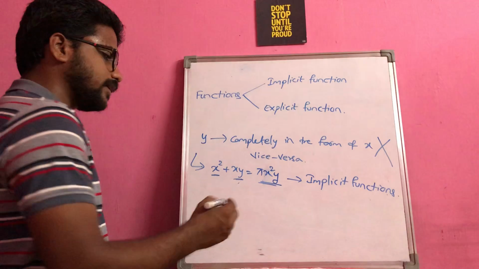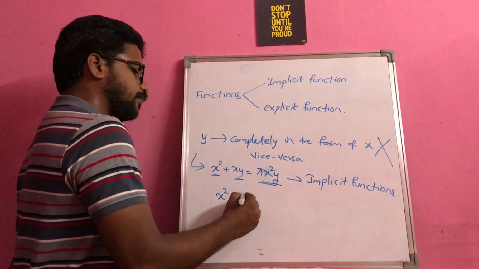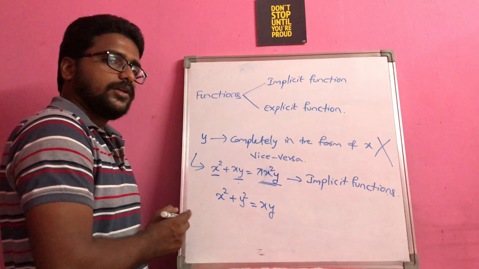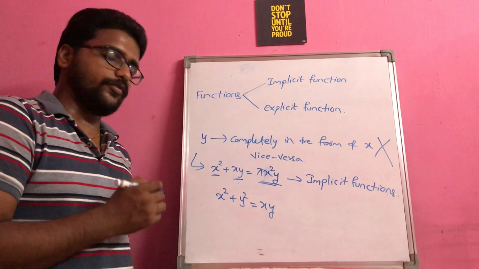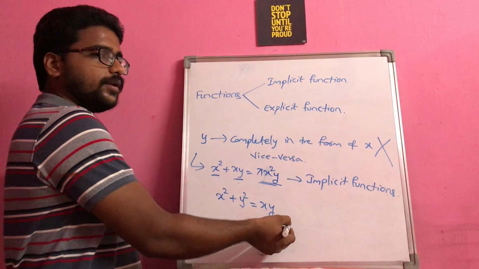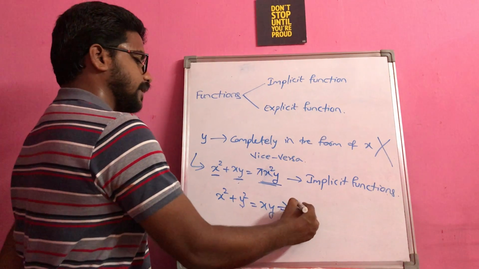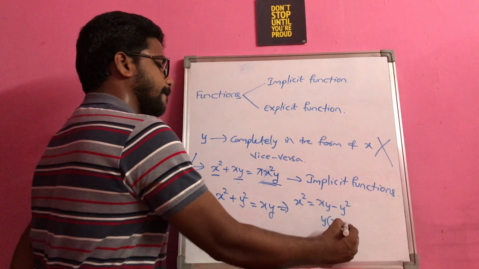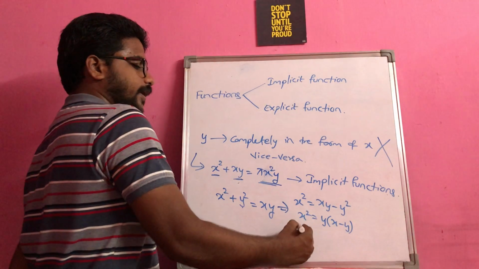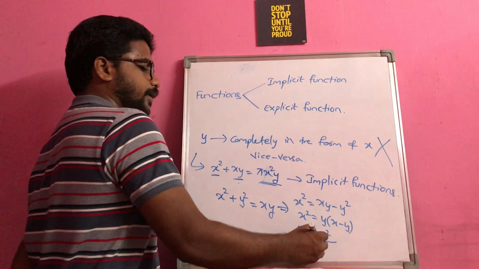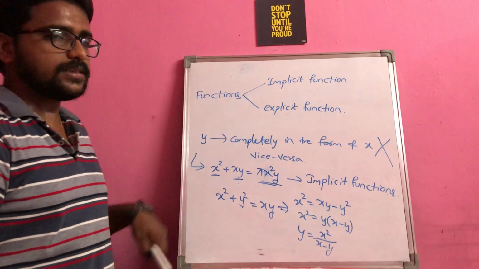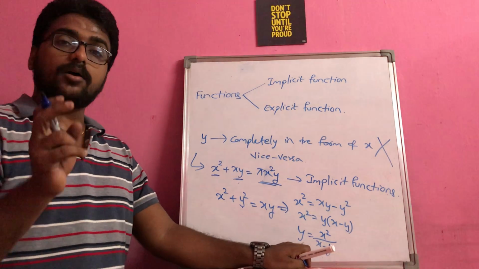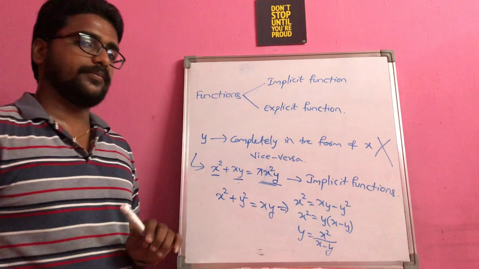right? For example, I can just give a simple example like this: x square plus y square is equal to xy. This is a better example. You can understand here, from this if I ask you to find the value of y, you may send this y square to the other side. You can get like this: x square is equal to xy minus y square. My requirement is y. So from this if I write the y value, I will get x square by x minus y. You can understand here, I am not getting the value of y purely in the form of x. I am having some sort of y present here.